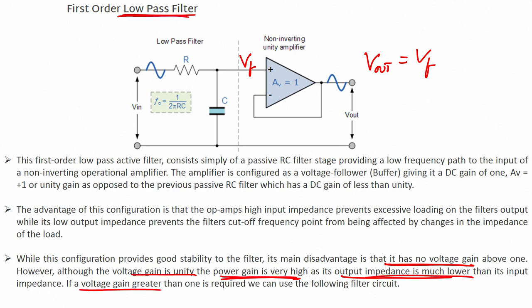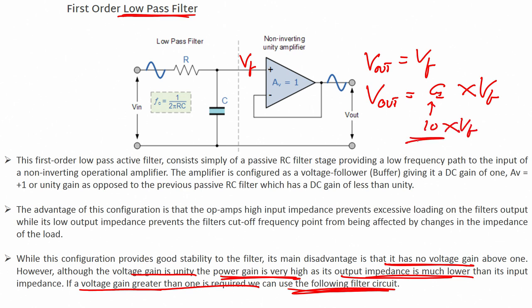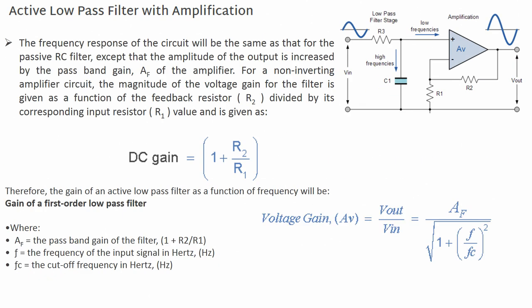If a voltage gain greater than 1 is required, we can use the following circuit. Which circuit? If I want a voltage gain, that means my V out should be some gain times VF, where my gain can be 10 times VF. So how can I have 10? I cannot use this circuit. I have to use another circuit. What is that other circuit? Another circuit is the active low pass filter with amplification.